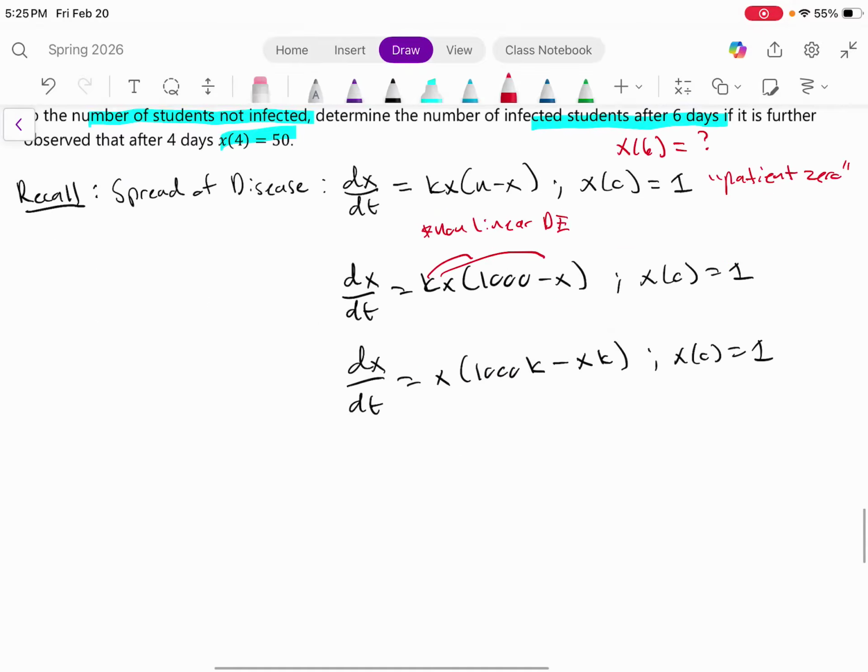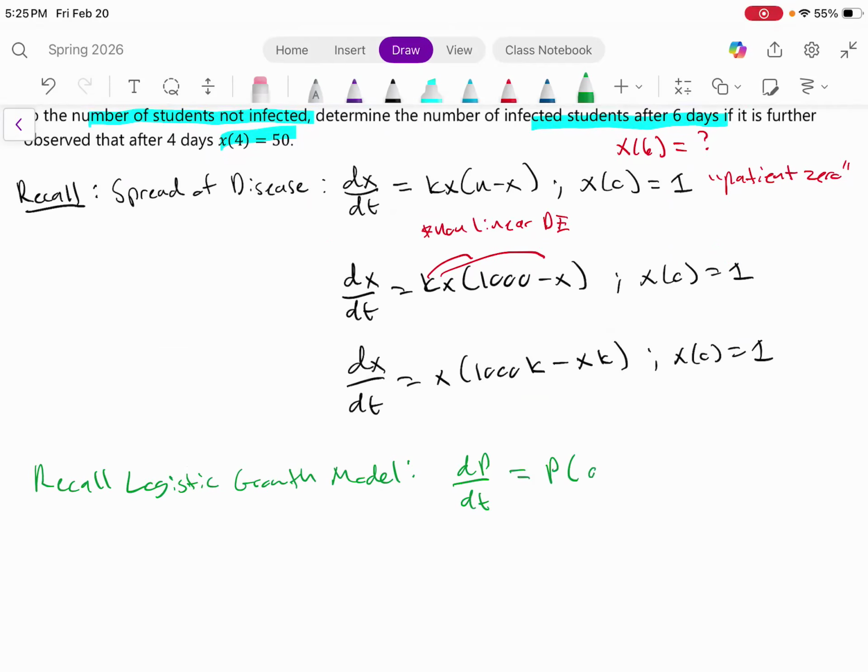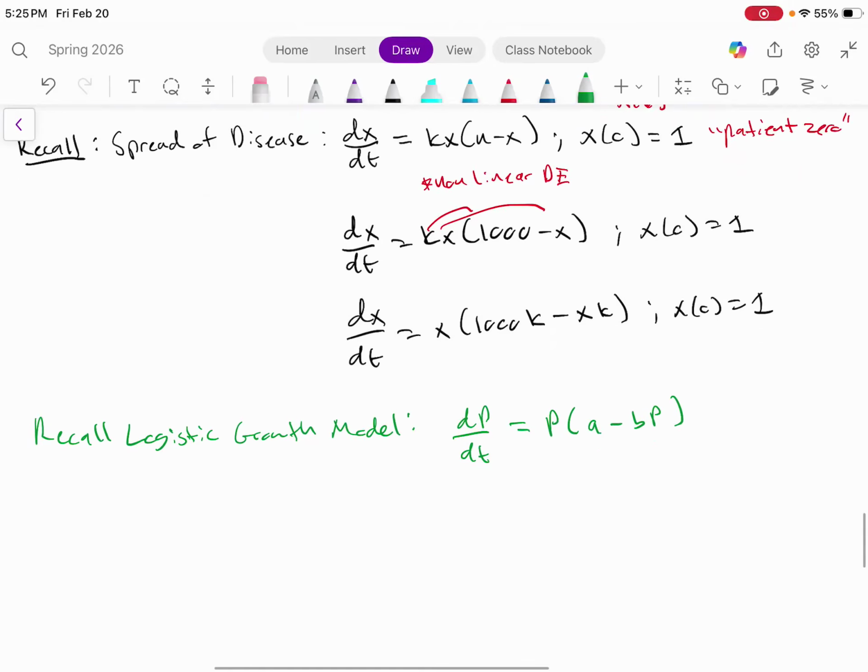Well, recall the logistic growth model. That's dp over dt equals p times a minus b times p. So we have a couple things we can pick out. We can see that 1,000k is a and k is going to be b.